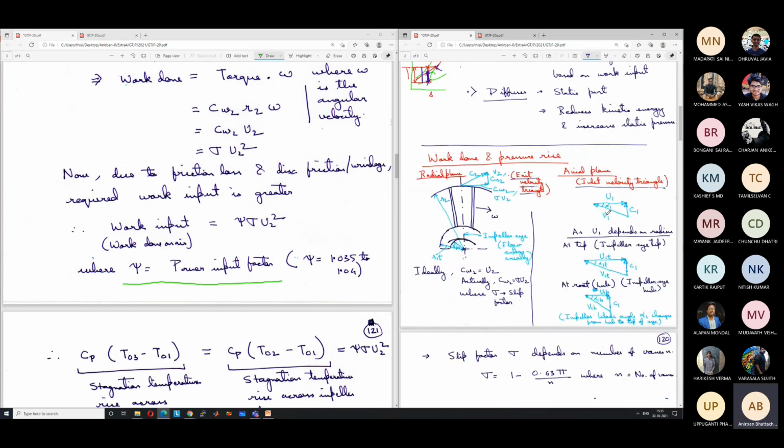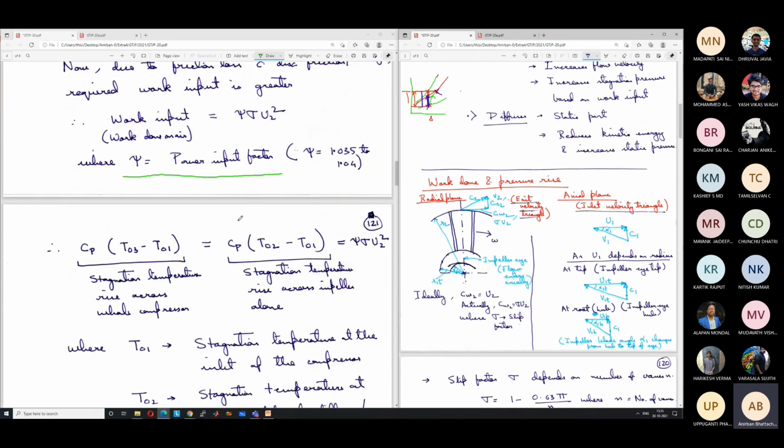I hope this is clear. Otherwise, think about this. The stagnation temperature rise, Cp into delta T, T03 minus T01, is equal to psi sigma U2 square. This is the specific work input.